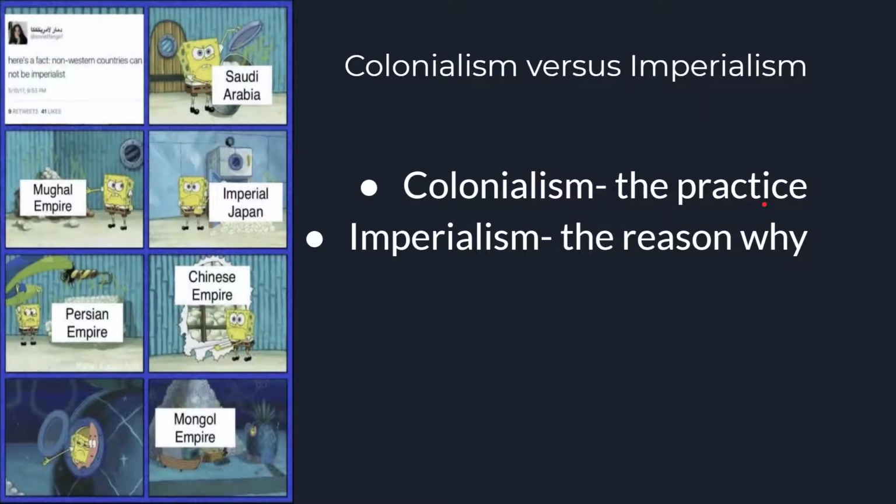And for you, here's a funny meme. Here's a fact: non-Western countries cannot be imperialist. As we shall see throughout a lot of the history, imperialism is actually very, very common throughout history. We have Saudi Arabia, the Mughal Empire, Imperial Japan, Persian Empire, Chinese Empire, and probably the biggest of them all was the Mongol Empire. They all practice forms of imperialism. Okay?